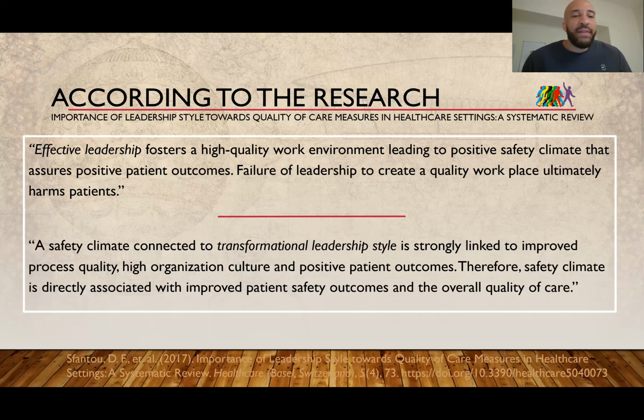Now, regarding safety climate, the article also went on to say the specific type of leadership style which is linked to not just effective leadership, but producing a work environment that's more positive.